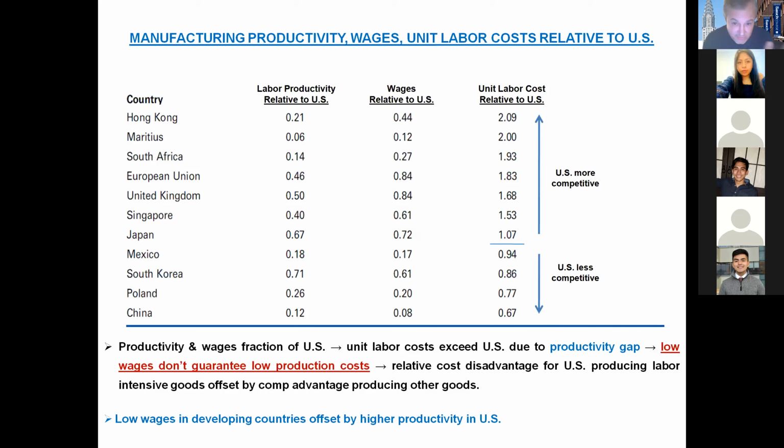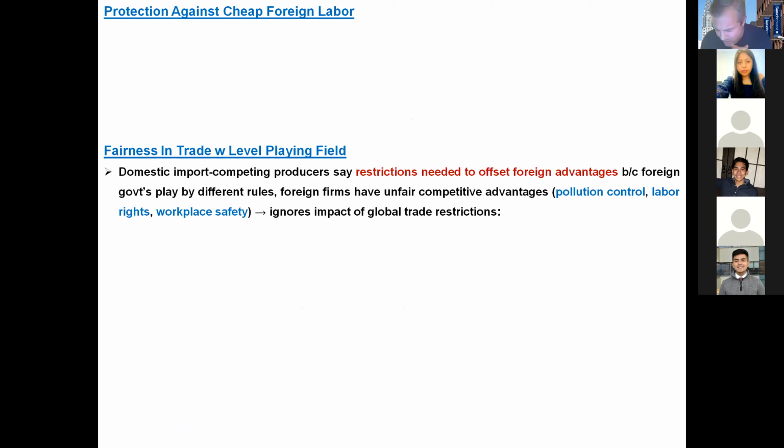So we talk about the argument that because of cheap labor, we need protection. And these are the reasons why we're saying that it's not necessary, because low wages don't necessarily guarantee low costs. And then the next argument is that trade restrictions make sure that there's fairness in the global trading market, that there's a level playing field, right? That restrictions are needed to offset unfair competitive advantages because foreign producers are not subject to the same things that, for example, U.S. producers are subject to: regulations about pollution control, labor rights, workplace safety. That's a common argument.